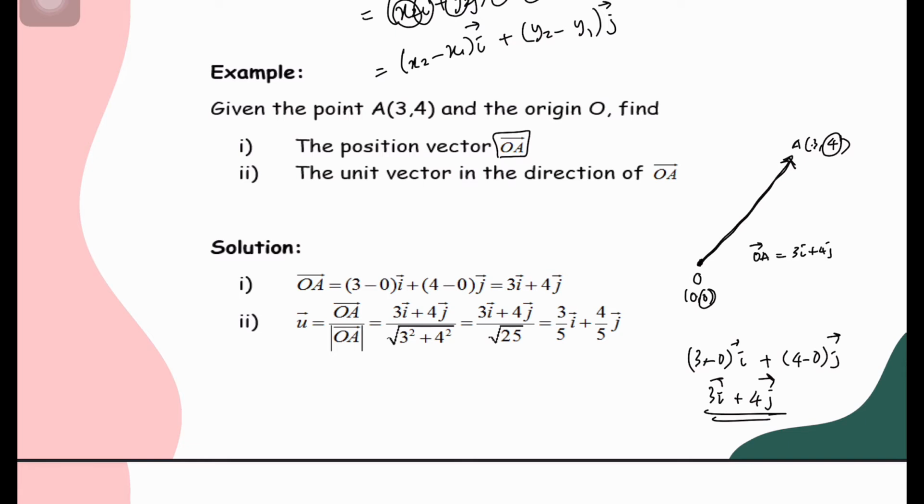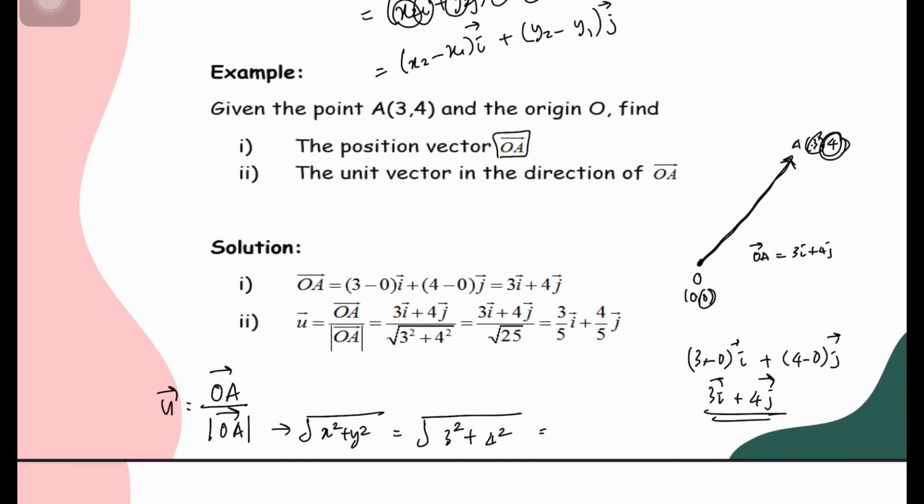Okay, and then you have been asked to find the unit vector in the direction of OA. Don't forget that the formula for the unit vector is the position vector itself divided by its magnitude. So how to find the magnitude of OA? The formula to find the magnitude is the square root of x squared plus y squared. So now we have our x is 3, so we have the square root of 3 squared plus 4 squared. 3 squared is 9, 4 squared is 16, so we have the square root of 25, which is equal to 5.